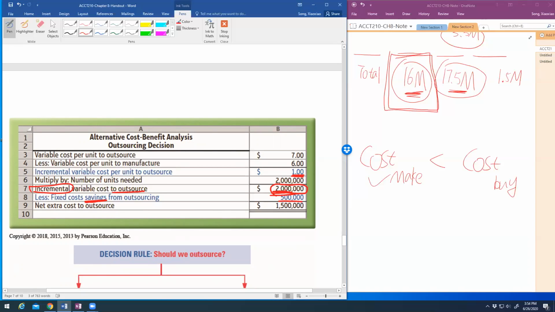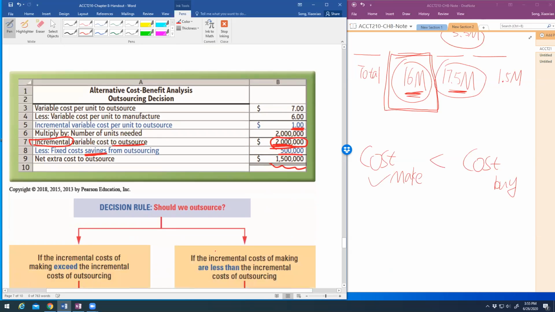So you have more cost than the saving. Your total incremental cost is 2 million. Your total cost saving from the fixed cost is 500,000. So your extra cost from outsourcing is 1.5 million. So if you outsource, you have to pay extra 1.5 million, because you don't pay 2 million more, you save 500,000. So your net extra incremental cost of outsourcing is 1.5 million. In that way, we should make, because outsourcing is 1.5 million more than making.